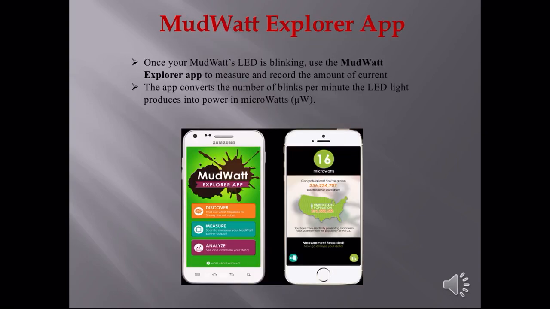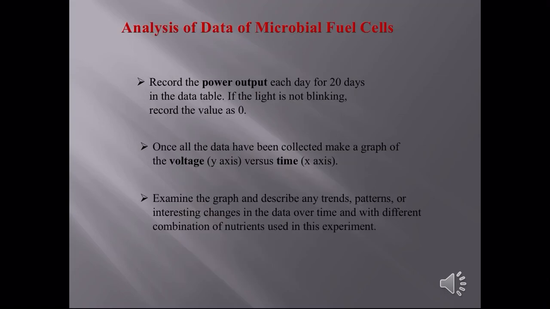If we could complete this experiment and our microbial fuel cells start blinking, we can use the Mudwatt Explorer app to measure and record the amount of current. This app can convert the number of LED blinks per minute into power in microwatts. If our experiment works continuously, we have planned to record power output each day for 20 days. And once we have data, we can make a graph of volts versus time. By examining the graph, we can describe any trend, pattern or interesting changes in data over time.